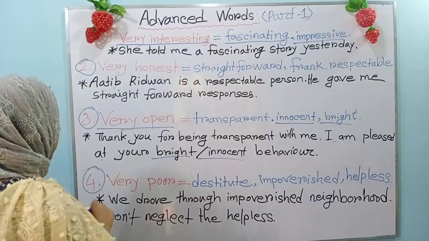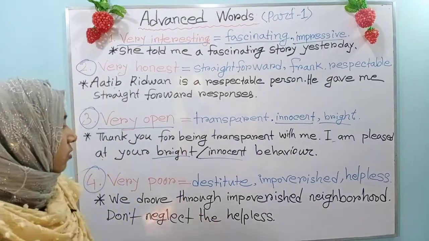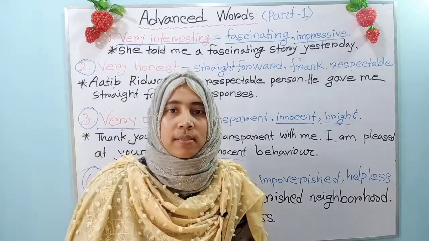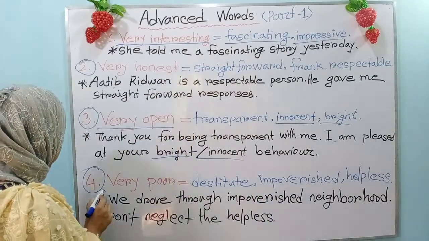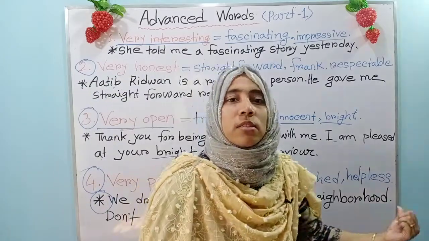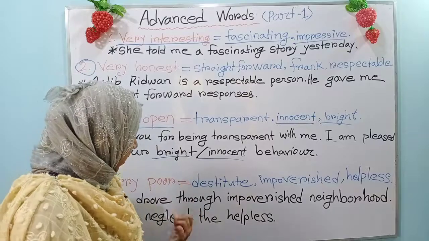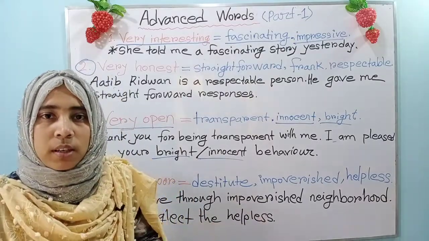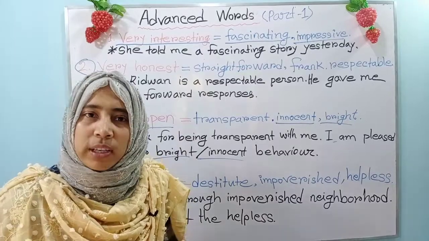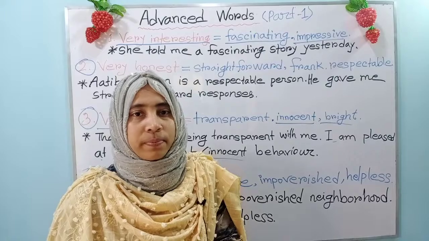And after that we see very poor. Instead of very poor, we will use destitute, impoverished, helpless. And we can see the example. We drove through an impoverished neighborhood. Don't neglect the helpless. Instead of don't neglect the very poor, we will use don't neglect the helpless.